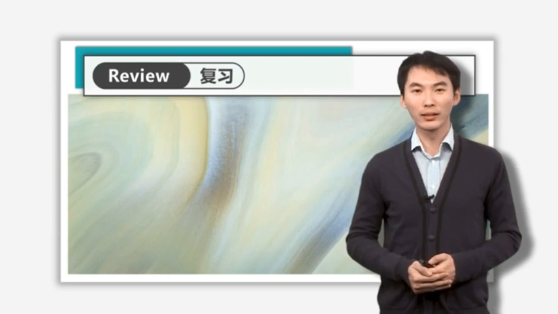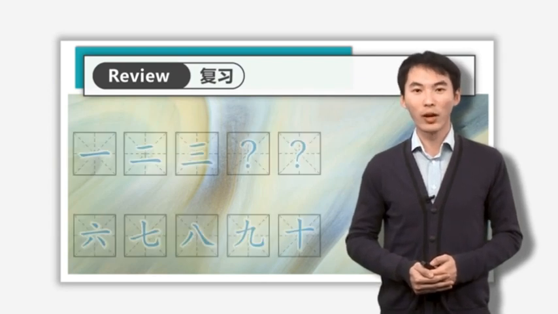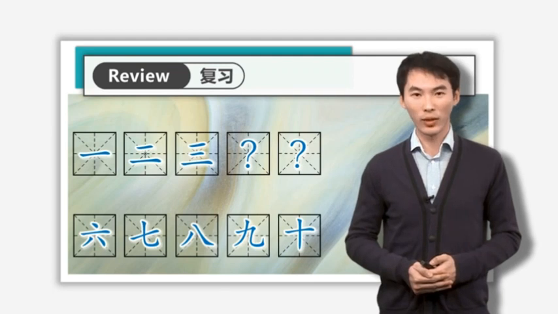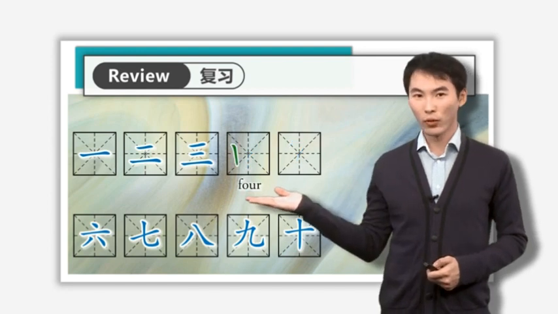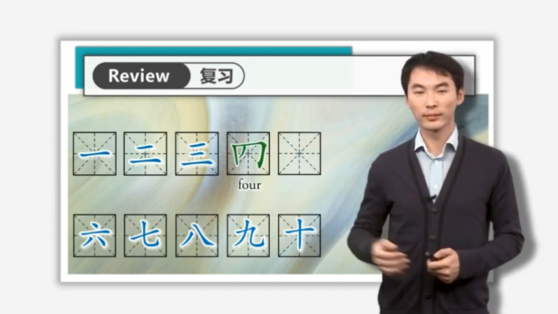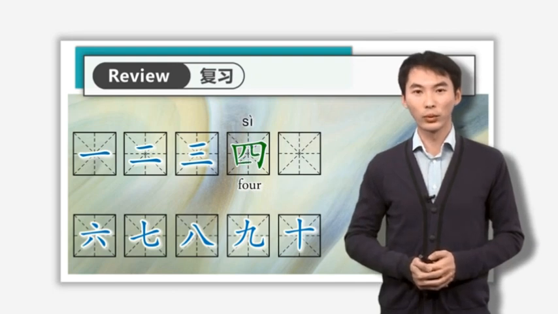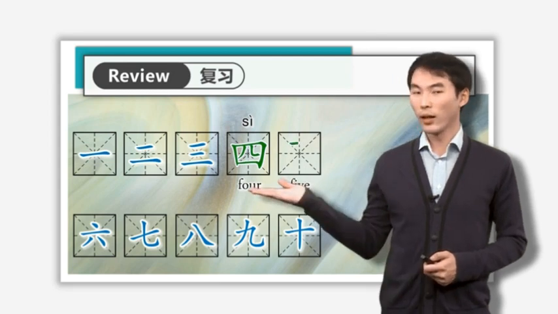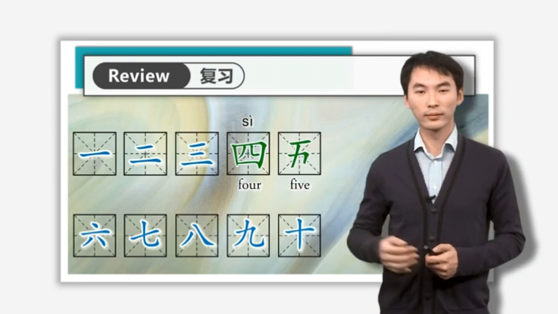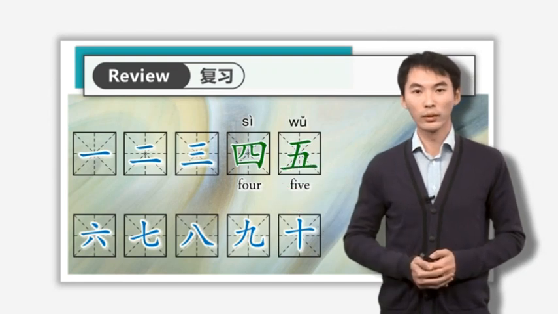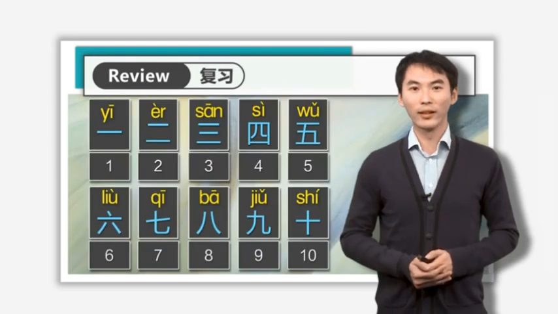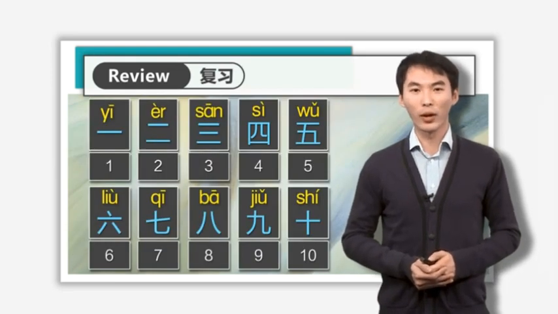We have already learned the Chinese characters of numbers from 1 to 3 and 6 to 10. Let's see how to write 4 and 5. This is 4. 4，跟我读4。4。This is 5. 5，跟我读5。5。Very good. Now, we have learned the numbers from 1 to 10.